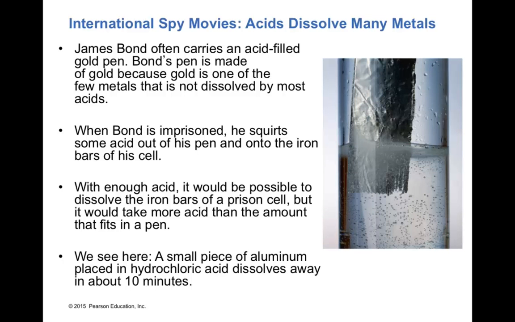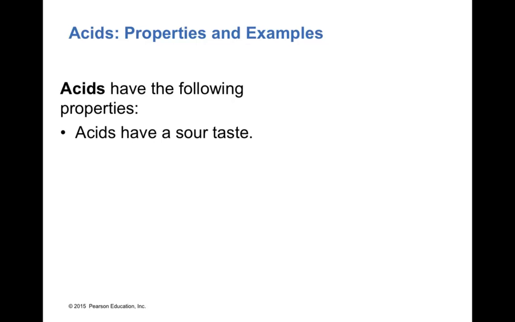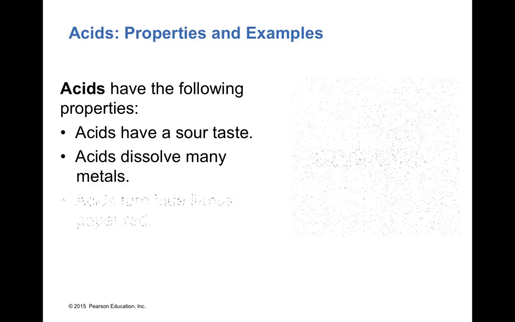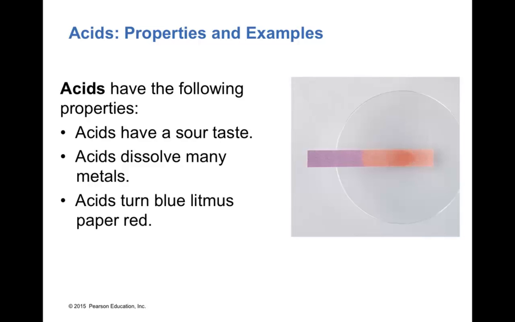Here we see a small piece of aluminum placed in hydrochloric acid, which will be dissolved away in about 10 minutes. So it takes a little bit of time to dissolve a piece of metal. Let's talk about some of the properties and examples of acids. First of all, acids have the following properties. Acids have a sour taste. Also, they dissolve many metals. And another characteristic is that they turn blue litmus paper red.